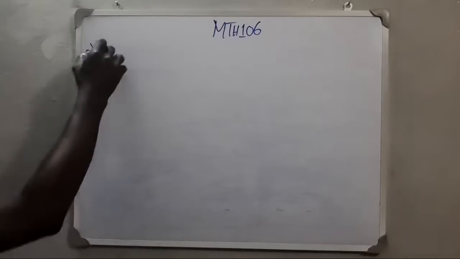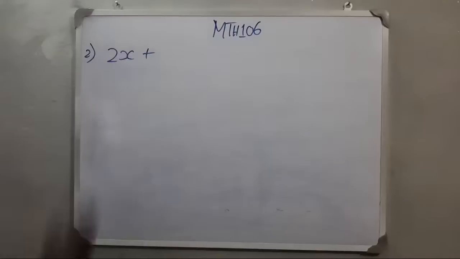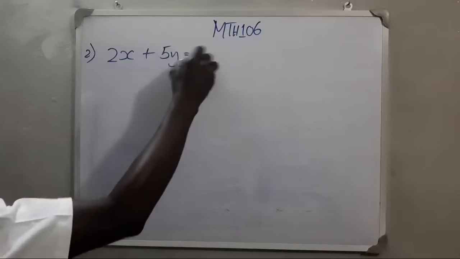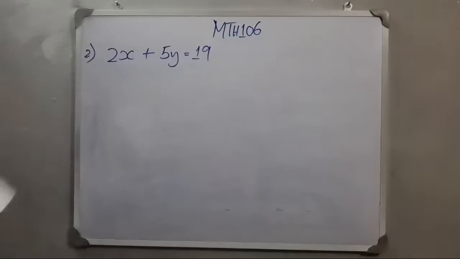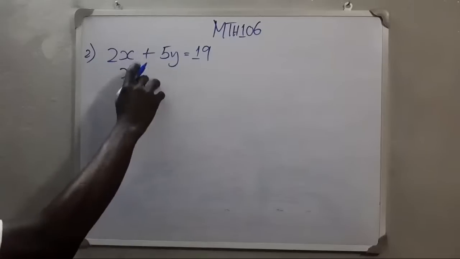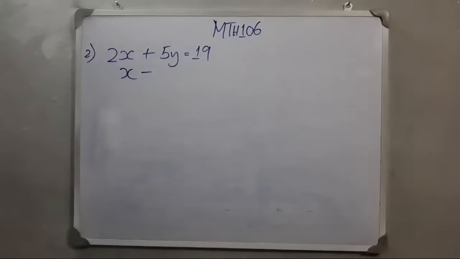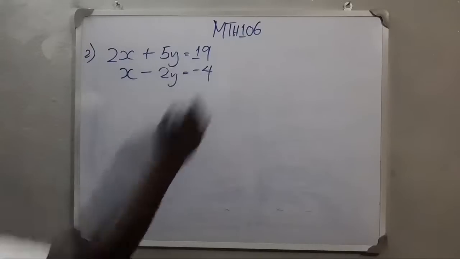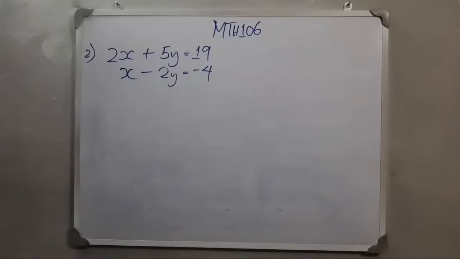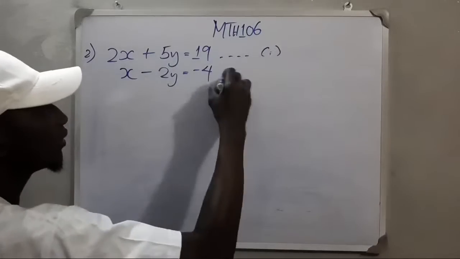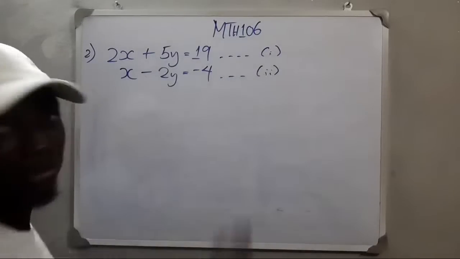Now let's take 2x plus 5y equals 19. Then we have x minus 2y equals minus 4. Alright, equation 1 and equation 2.